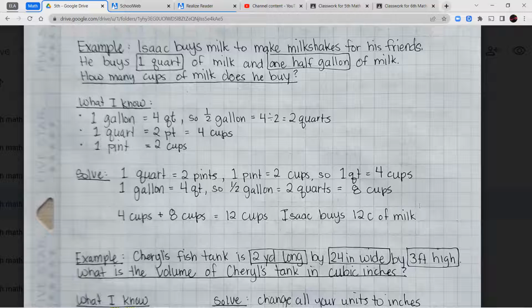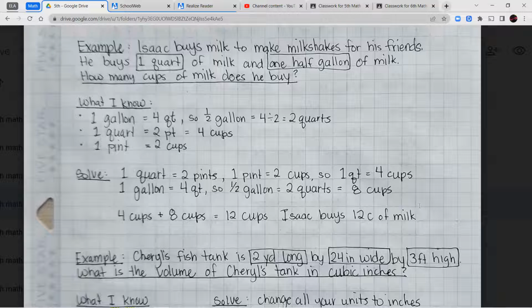So a half a gallon is going to be 4 divided by 2, which is 2 quarts. I know 1 quart is equal to 2 pints, and 1 pint is equal to 2 cups. So 1 quart is going to be 2 pints or 4 cups. So now I can solve. If he has 1 quart, that's equal to 2 pints, and 1 pint is equal to 2 cups. So his 1 quart has 4 cups in it.